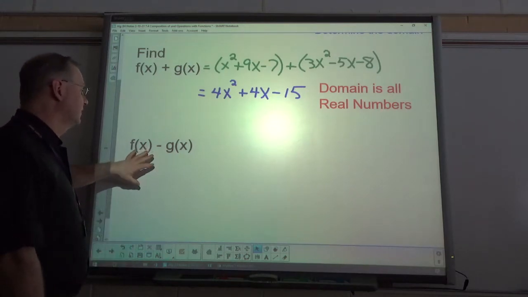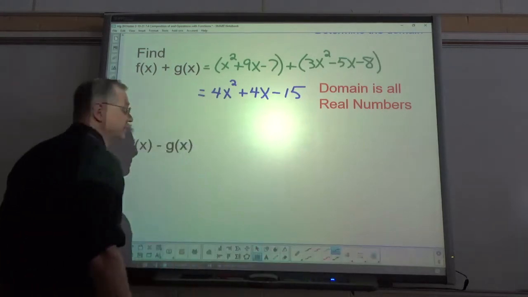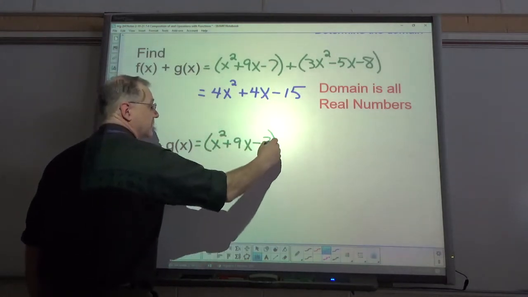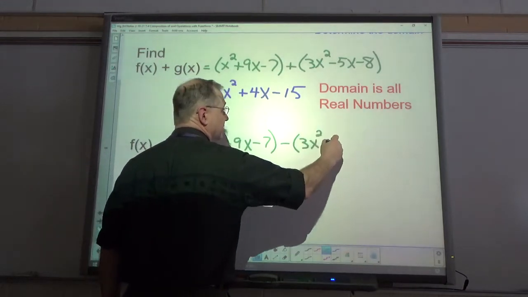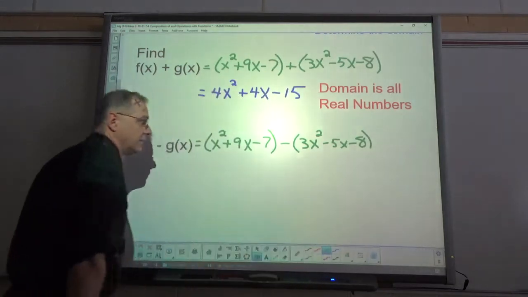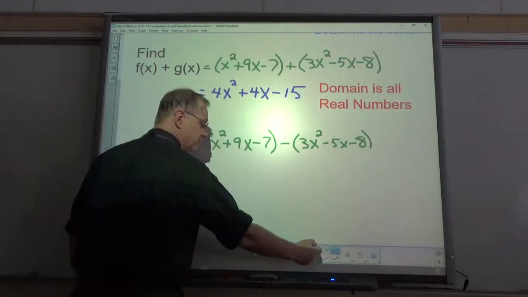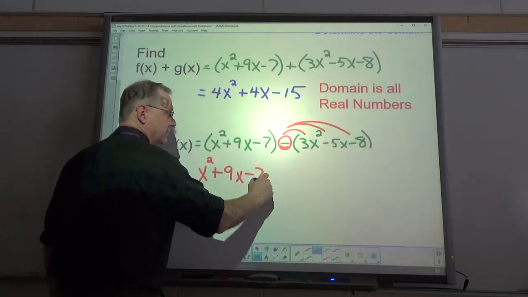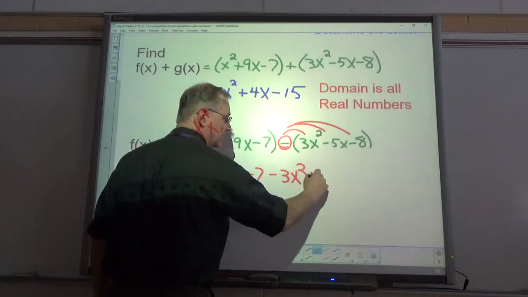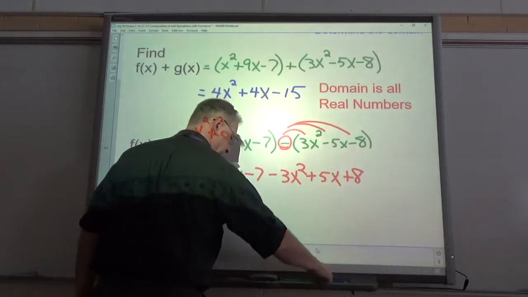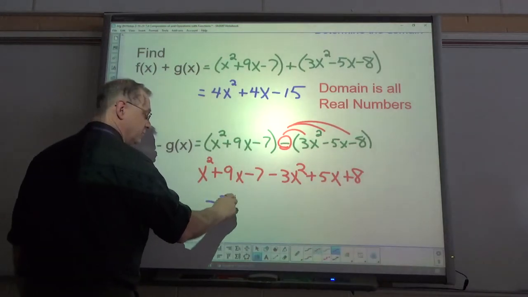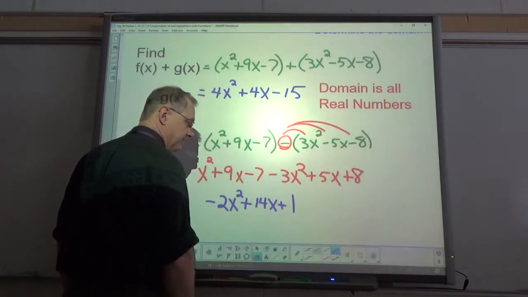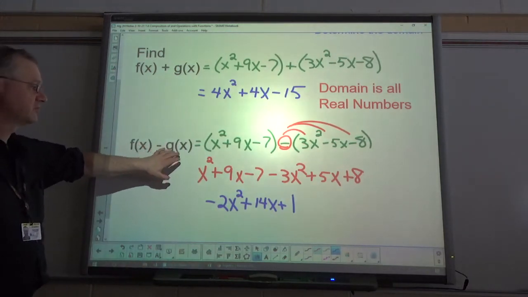Now let's look at f of x minus g of x. So in this case, f of x, x squared plus 9x minus 7, minus g of x, 3x squared minus 5x minus 8. To do this, I'm going to distribute the negative to the second parenthesis. x squared plus 9x minus 7 minus 3x squared plus 5x plus 8. Now I have to combine like terms. Negative 2x squared, plus 14x plus 1. There is the value of f of x minus g of x.